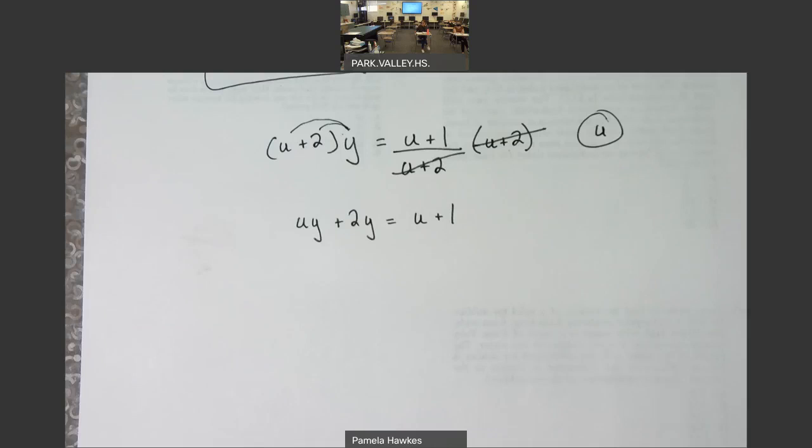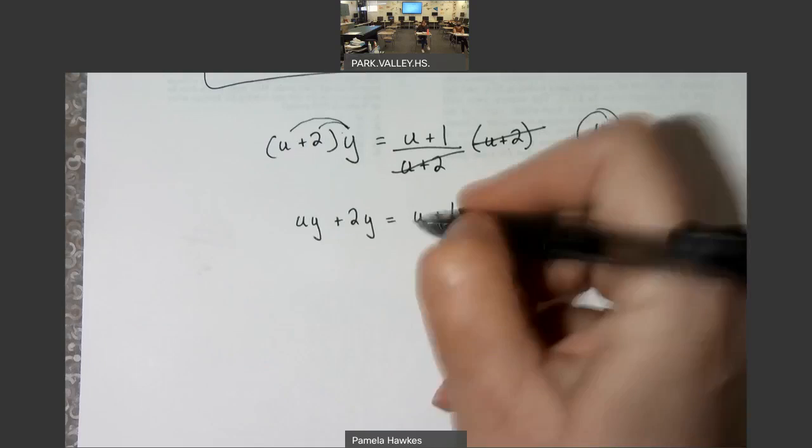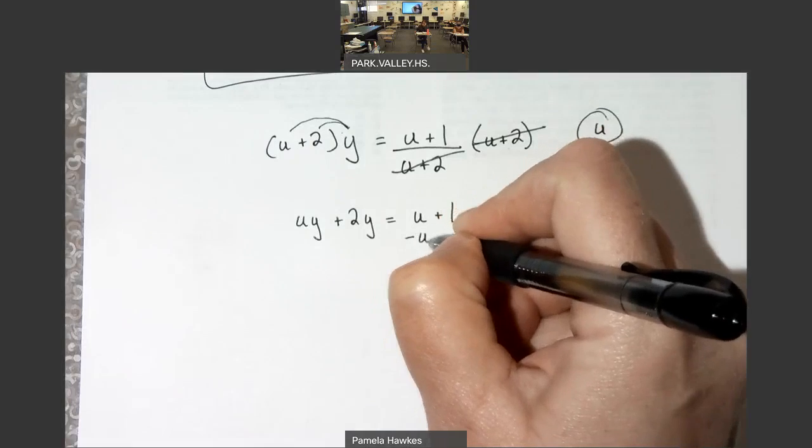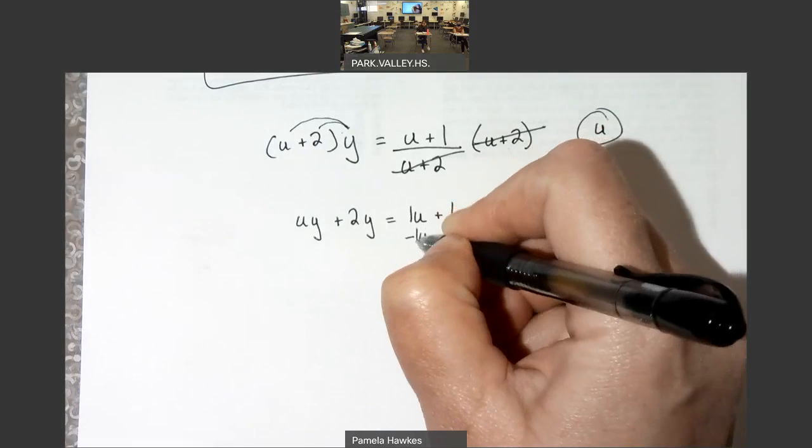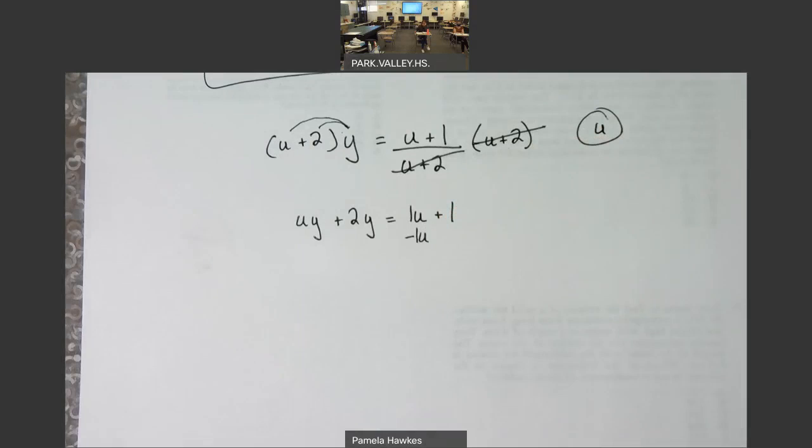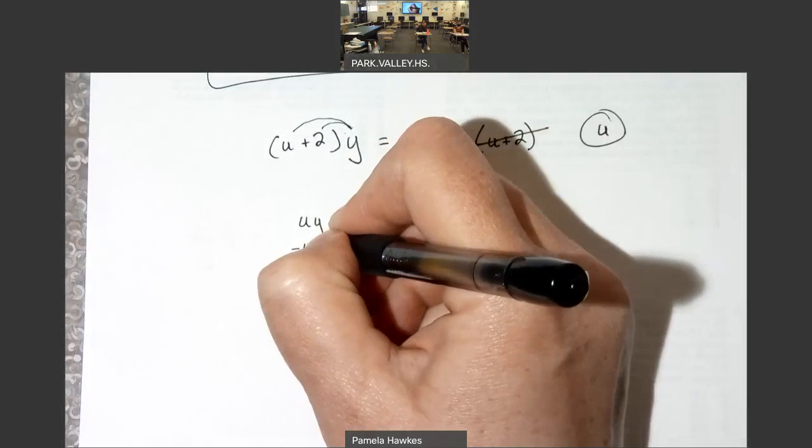Subtract what? You want me to subtract this u over there? Okay, we can do that. You could go the other way too, right? Now, I'm going to just stick a 1 in here. Does that change the problem at all? No. Okay, so if I subtract u over here.